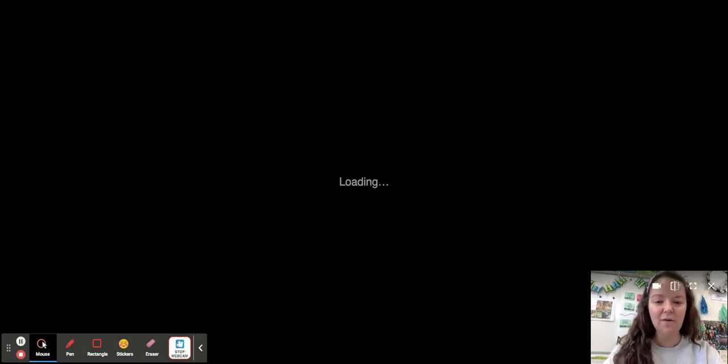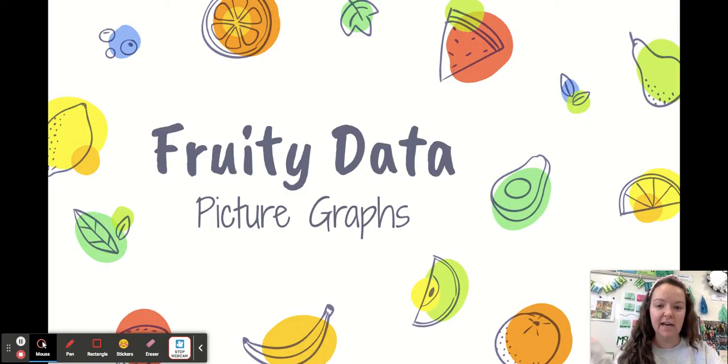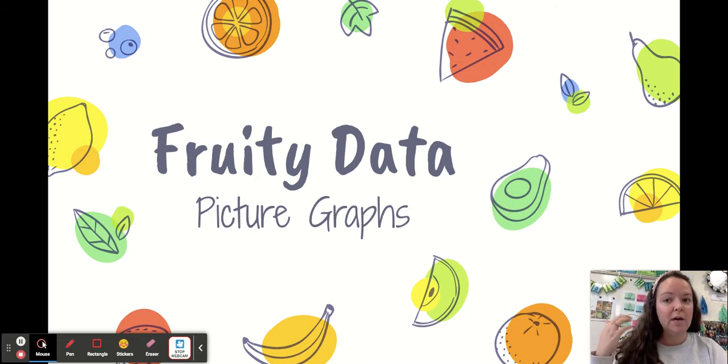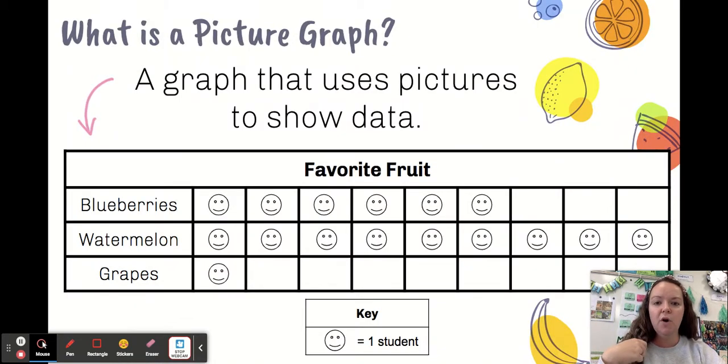Guys, so we are going to be learning about a new type of graph today. We talked about tally charts a couple days ago, where we saw that we could use tally marks to show the results of certain information that we gathered, right? So we're going to use kind of the same information but in a different version called a picture graph. Just from the title, we already know what we're going to be using, which is pictures. A picture graph is a graph that uses pictures to show data.